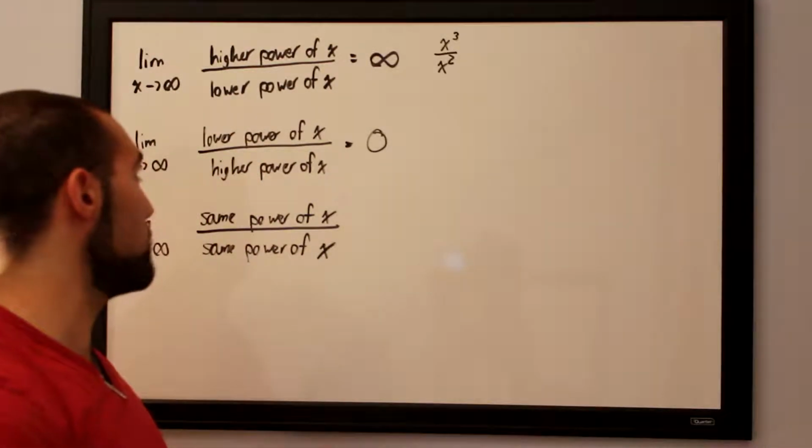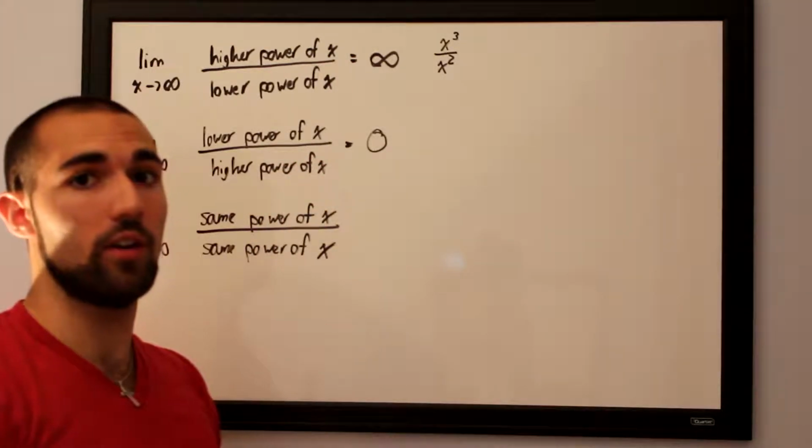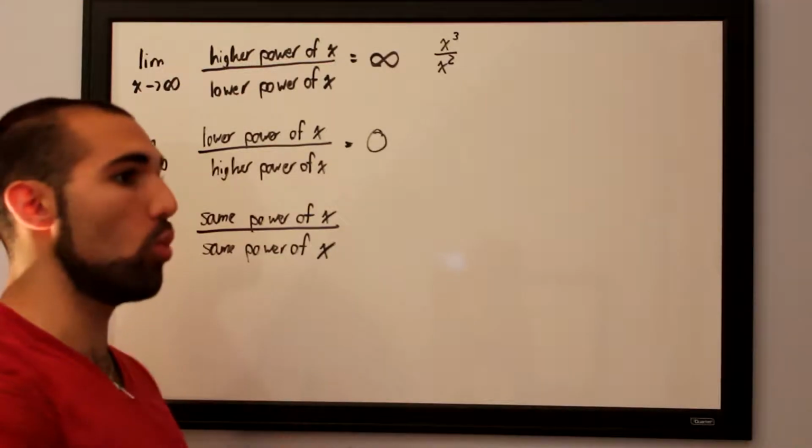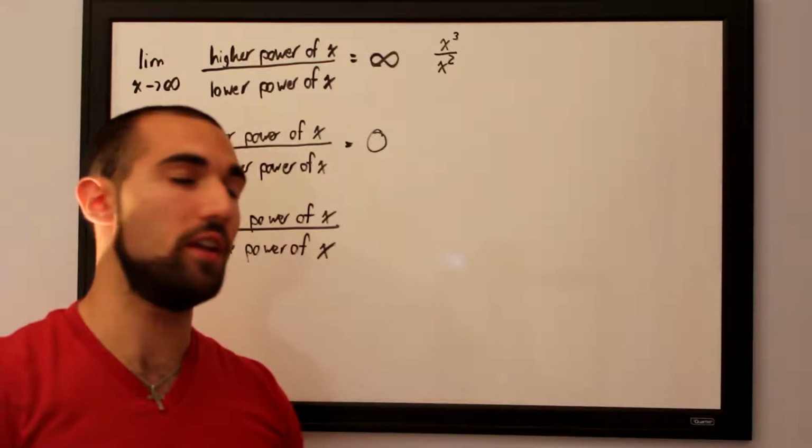However, say we had the opposite. We have a lower power of x in the numerator and a higher power of x in the denominator. We know that this is going to tend towards zero because we're eventually going to be left with a constant divided by infinity.